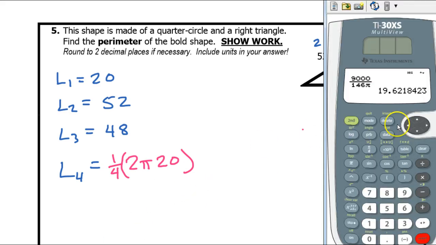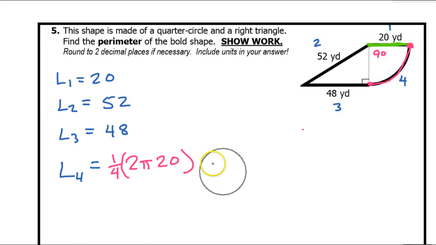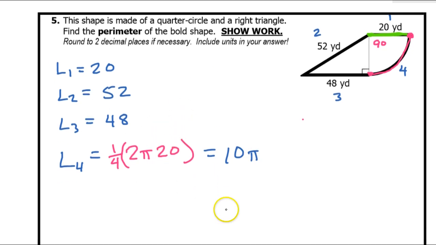Okay, let's go ahead and put this in the calculator and see if we can clean this up a little bit. If I do 1/4 of 2 pi 20, let's see what happens. 10 pi. Very nice. Okay, so that's all 4 lengths.